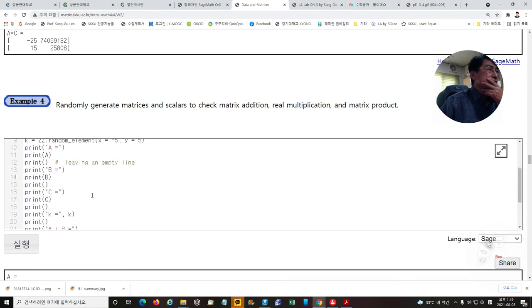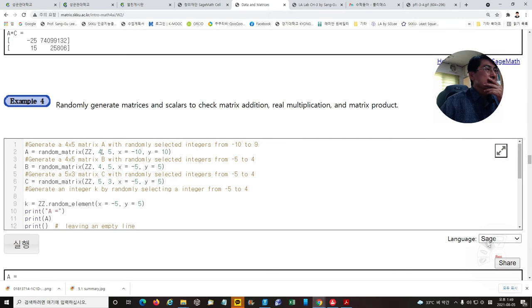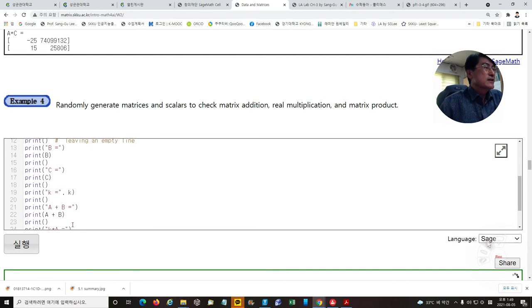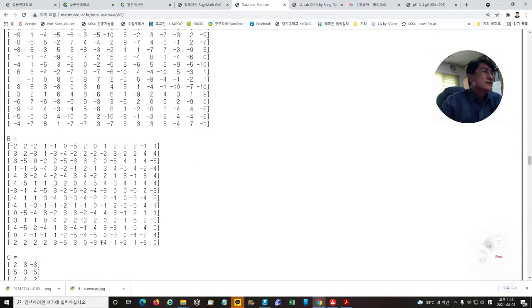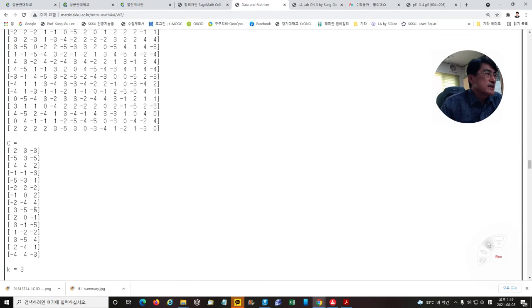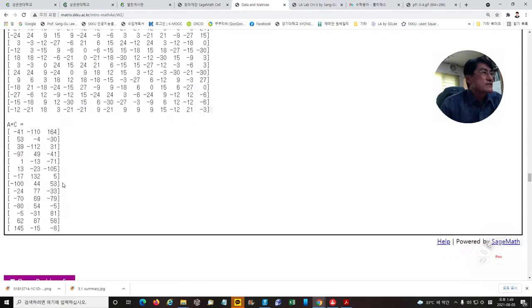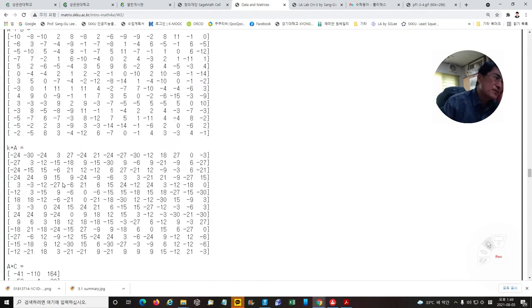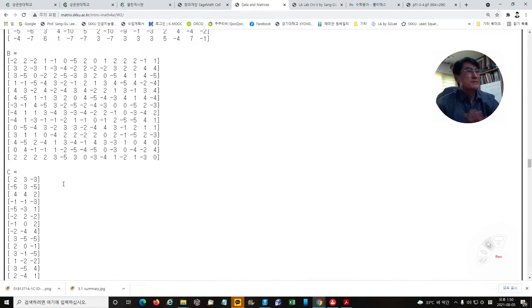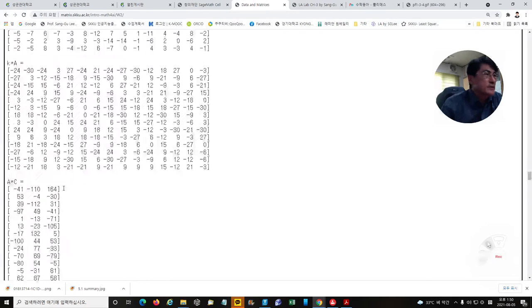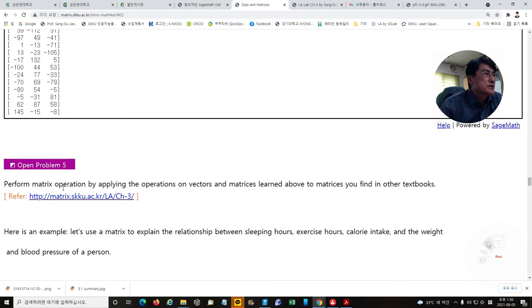If we change this, for example, like this, a 14 by 15 matrix and a 14 by 15 matrix and a 15 by 3 matrix, then it will compute for us the much larger matrices A, B, and C that give us the answers like this. So yes, we can do the matrix computation with the code that I introduced to you.